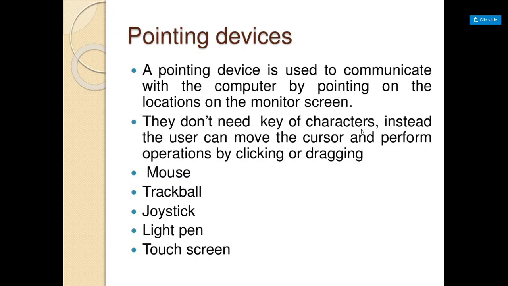So what are the pointing devices we have other than the mouse? One is a mouse, of course you know. Next are the trackball, joystick, light pen, and touchscreen. We'll see these things one by one.